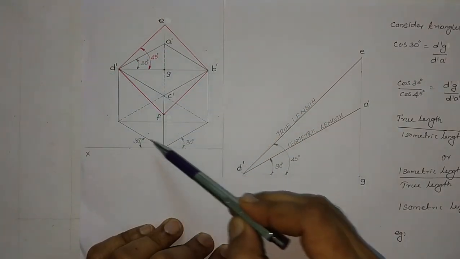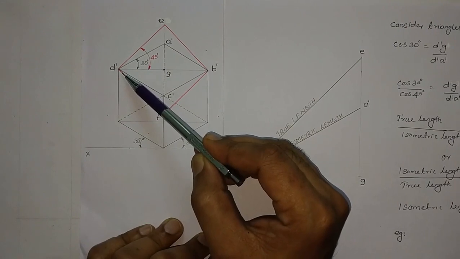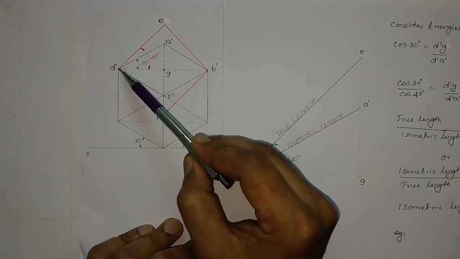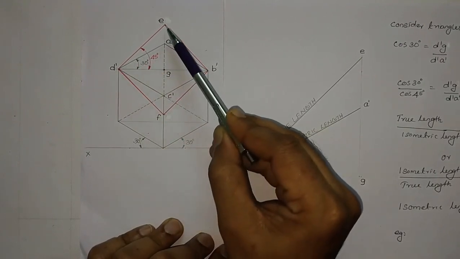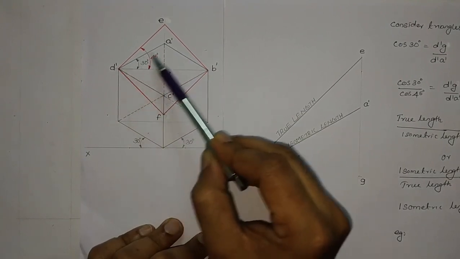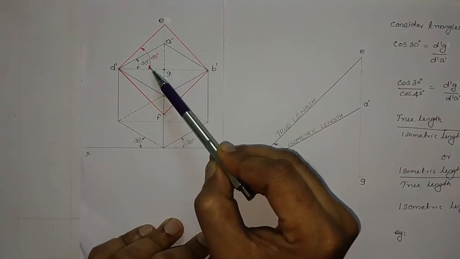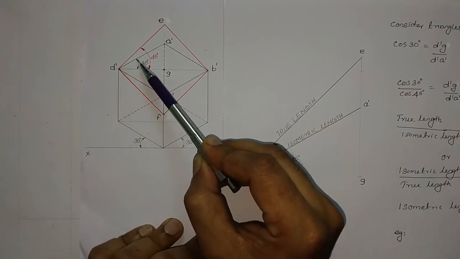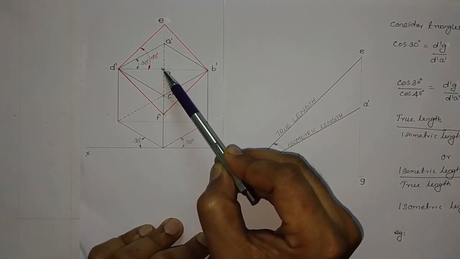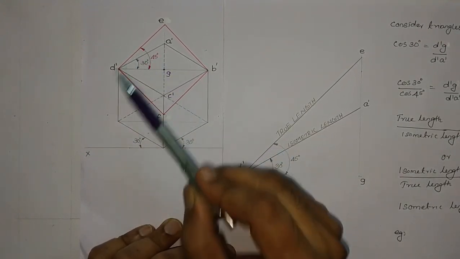We shall consider this diagram. In this diagram, you consider two triangles. The first triangle is d dash e g, and the second triangle is d dash a dash g. In the first triangle, this angle is 45, and in the second triangle, this angle is 30. For both of them, this angle remains the same, and that is 90 degree. So we shall do a trigonometric calculation here.